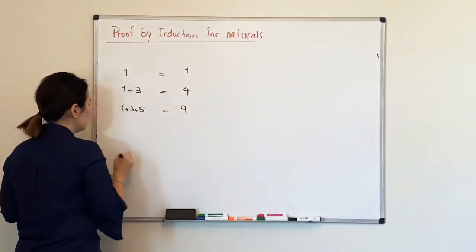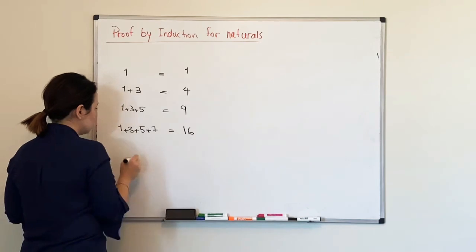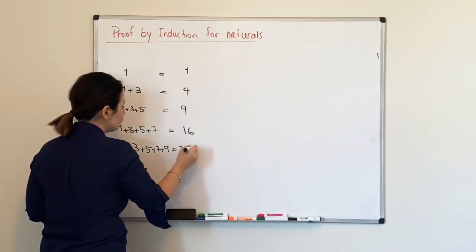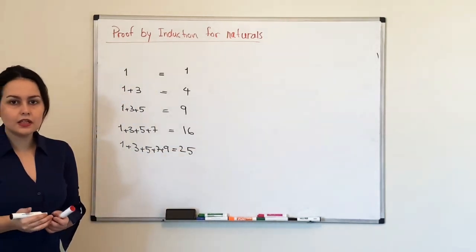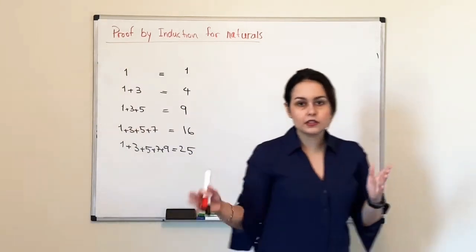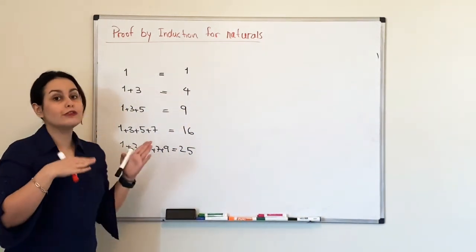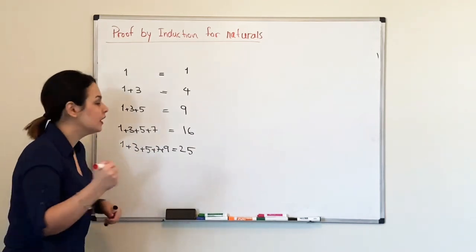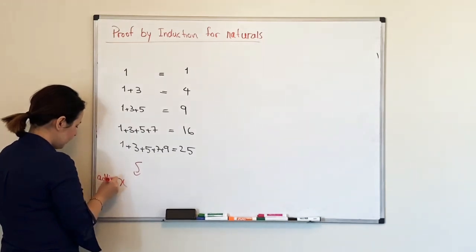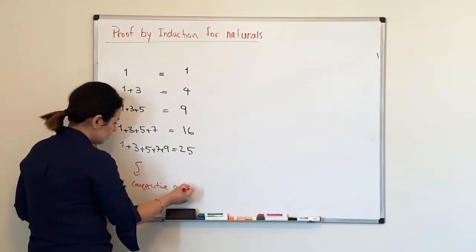It is 9. 1 plus 3 plus 5 plus 7. It is 16. 1 plus 3 plus 5 plus 7 plus 9. It is 25. It seems that I see a pattern here. On the left column, I'm adding some consecutive numbers, actually x consecutive odd numbers starting from 1.